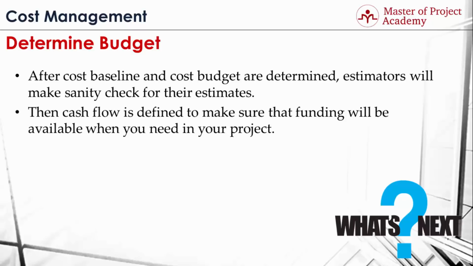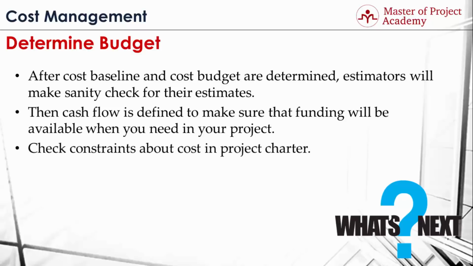For instance, you should be able to state that $40,000 will be spent in the first month, $100,000 will be spent in the second month, and $50,000 will be received from sales at the end of the second month, etc. This kind of cash flow will help your company's or organization's finance team to be prepared to provide necessary funds to your project.